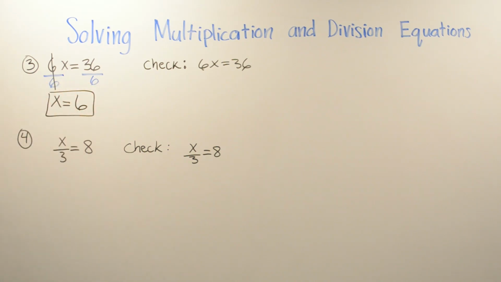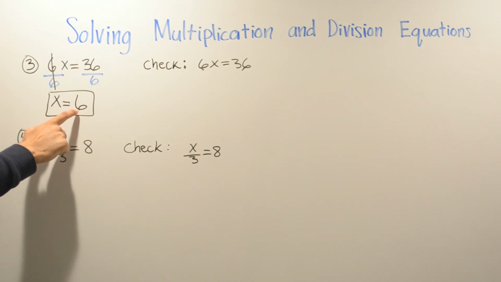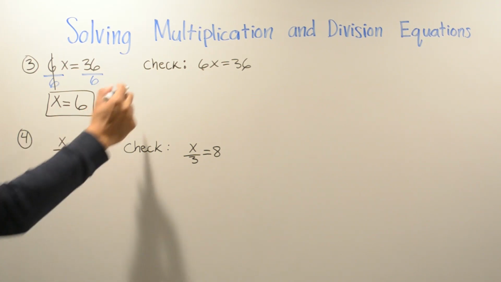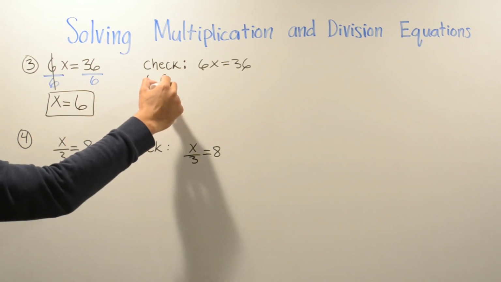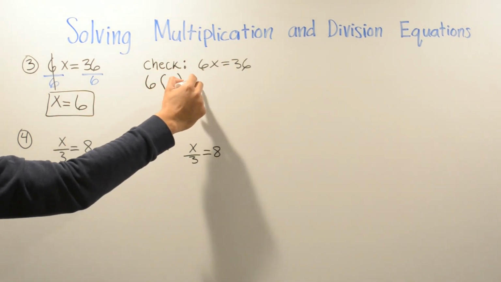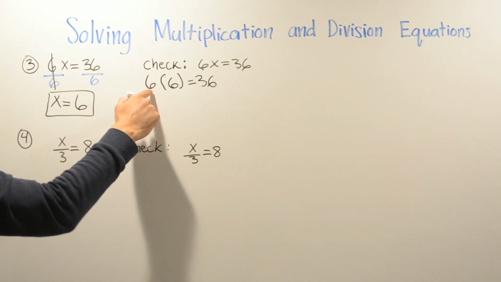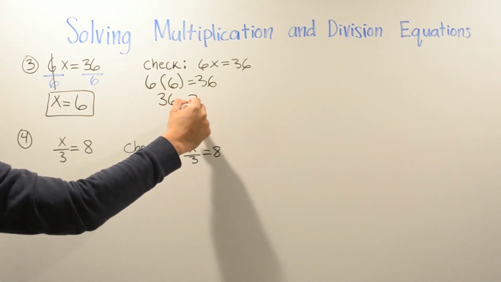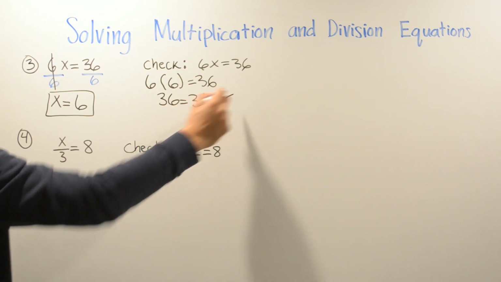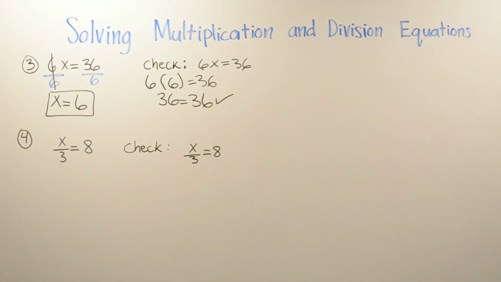Then we're going to check our work. Remember, wherever we see our x, we're just going to put in 6. So we have 6, whatever we have x, which is 6, equals 36. 6 times 6 is 36, equals 36. So we know right away that we got our answer correct.